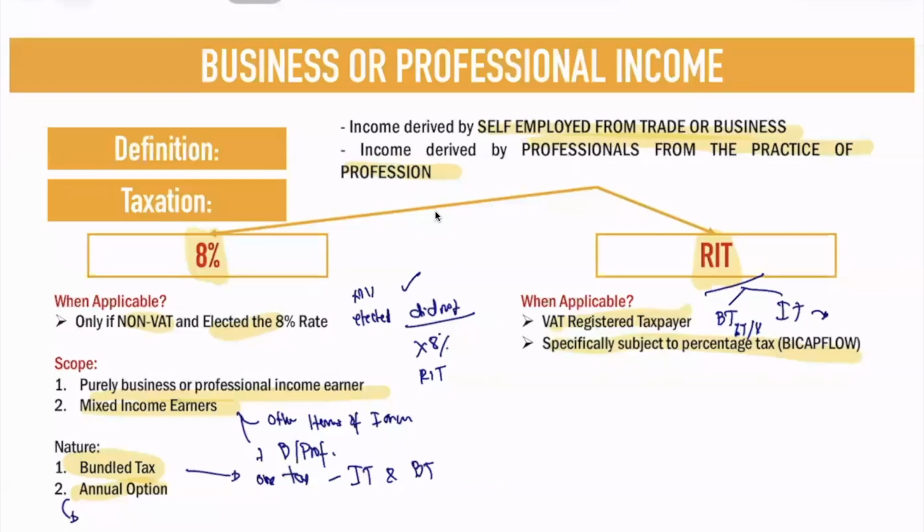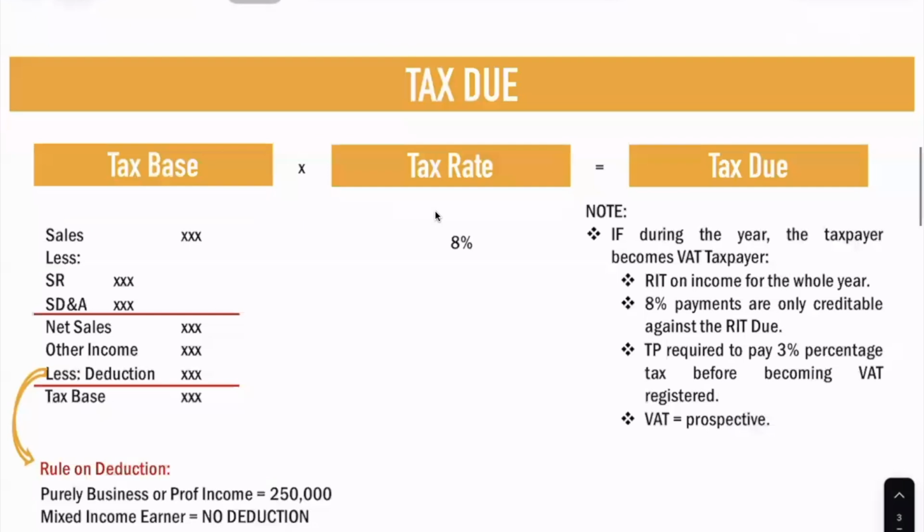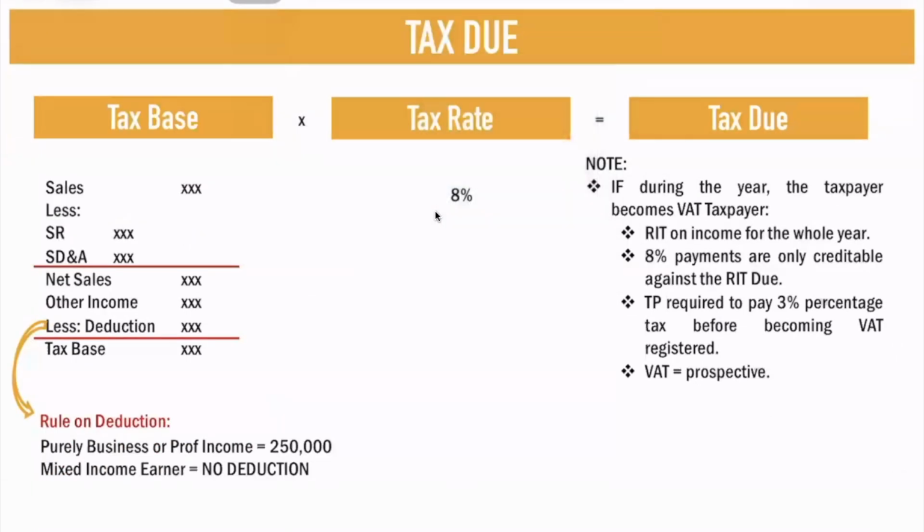Now, after knowing whether you are not subject or subject to business or professional income, let's look now into the computation of your tax due. So for the computation of your tax due, we have your sales, less sales return, less sales discount and allowance, that is your net sales, plus other income, less deduction, that is now your tax base. So what is your deduction? Your deduction is that if you're purely business or professional income, you have a deduction of 250K. Why? Because under our tax table, 0 to 250K is exempt.